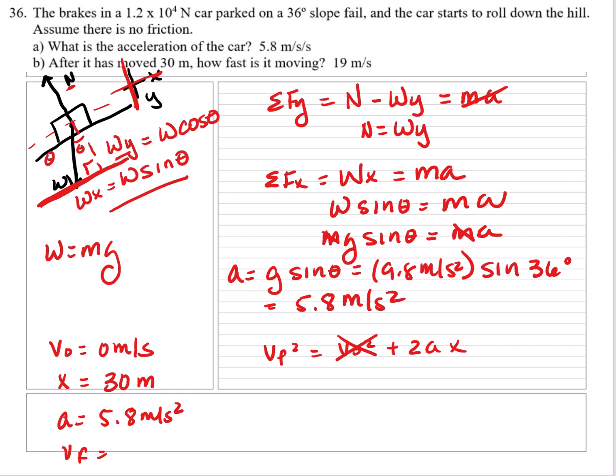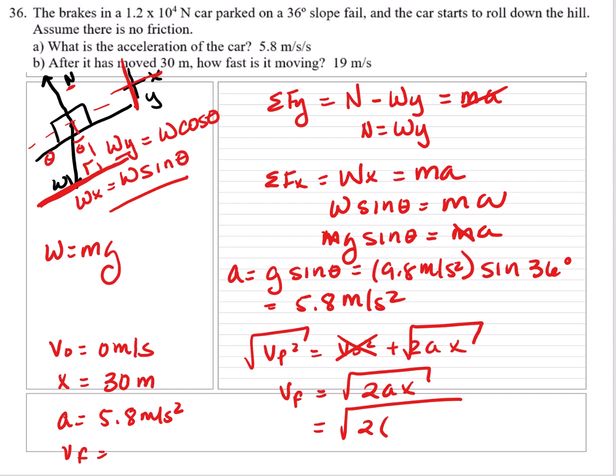To solve for vf, I need to take the square root on the left side, which means I have to take the square root on the right side. So this is the square root of 2ax. So square root of 2 times acceleration, which is 5.8 meters per second squared, times 30 meters. And then you're going to take the square root of that, and you should get approximately 19 meters per second.